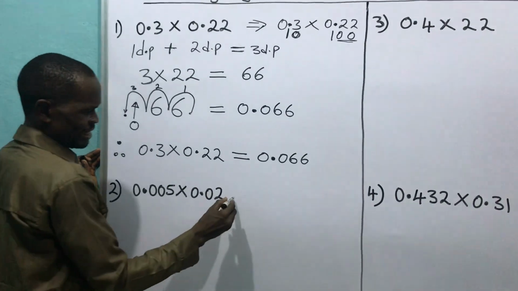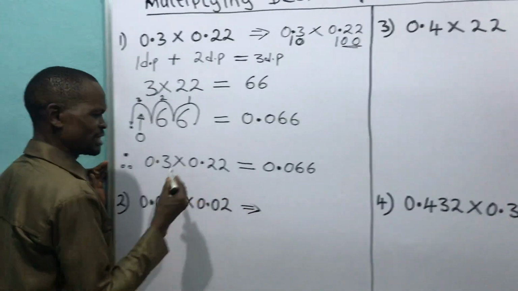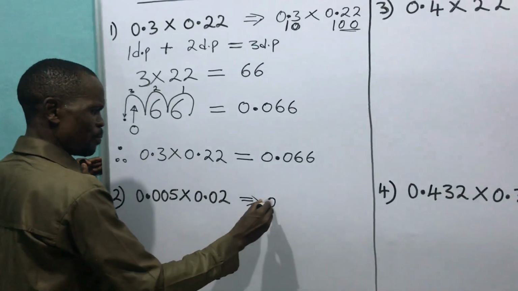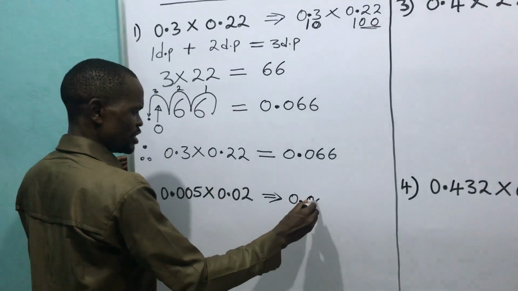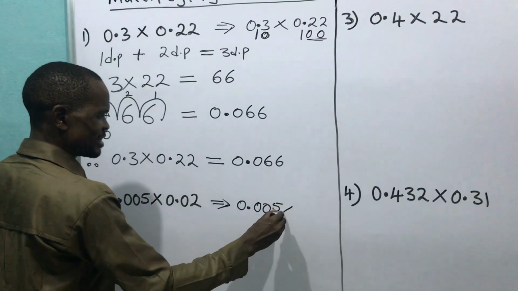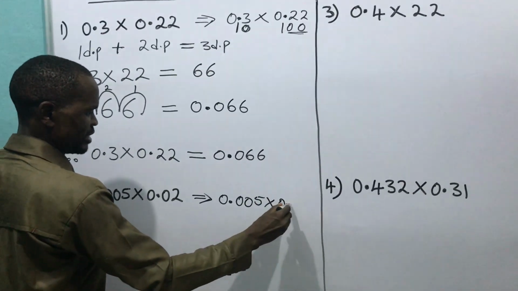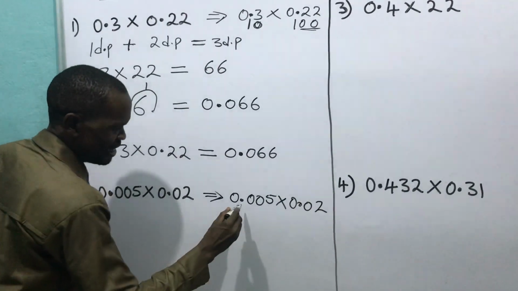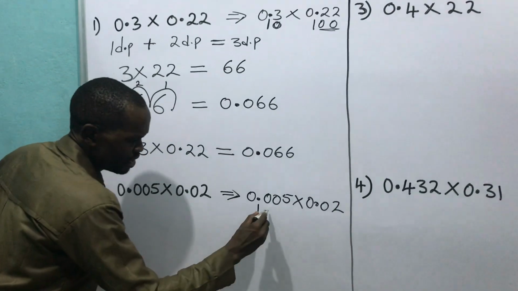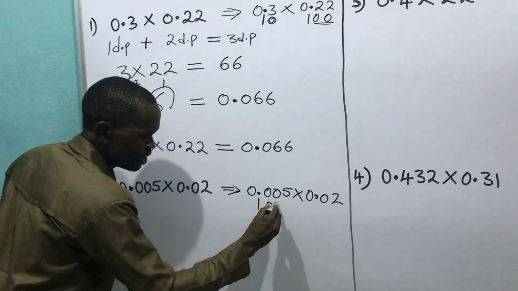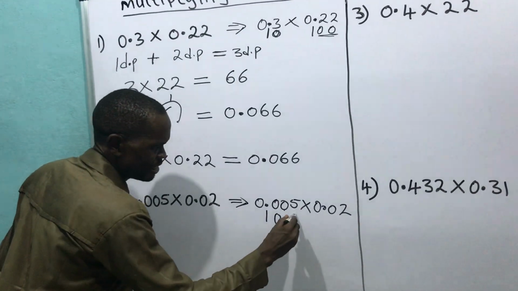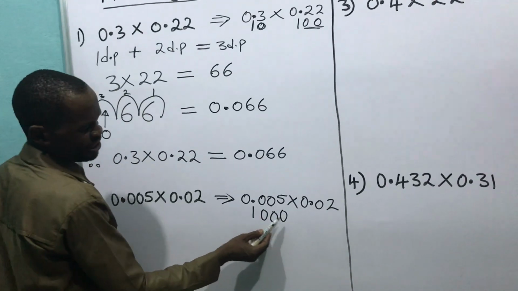Question number 2 is this. This implies, let me know the decimal places. 0.005 times 0.02. How many decimal places here? This 0 becomes 1, this becomes 1, 0 again, and this becomes 0. How many 0s are here?